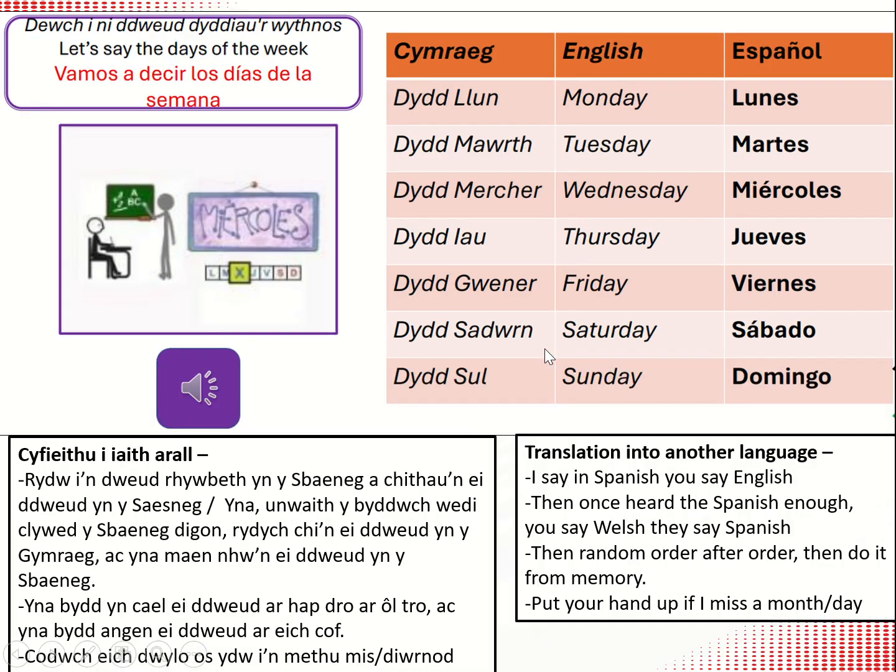Then there are some other ideas with translation. Again, I say the Spanish, you say the English. Once they've heard the Spanish enough, you'll do the opposite. You might say the Welsh this time and they say the Spanish, or the English, they say the Spanish. Put the words in a random order, and can they put the order from memory? Can they reorder them, cut them up and put them on the table? They might put their hand up if you miss a day or a month, if you're looking at the months, and so on. So there's lots of different games you can play just with one slide.